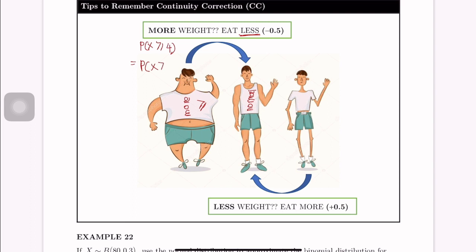So x less than 3.5, we need to minus 0.5. So if we have less weight, we need to eat more, or we need to add 0.5. For example, we have probability x less than or equal to 4. To do CC, we need to eat more, so plus 0.5. So x less than 4.5.